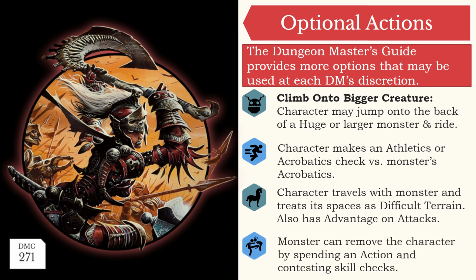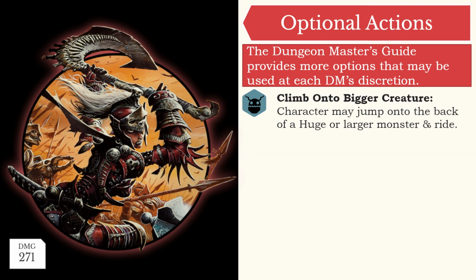The monster can free itself from the character by spending an action and making a strength athletics check against the character's choice of either strength athletics or dexterity acrobatics. The result of this check is up to the DM to decide the effects of a rider being knocked off or scraped against a wall, or grabbed by a giant's hand and thrown across the room.